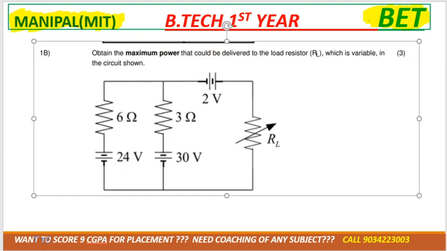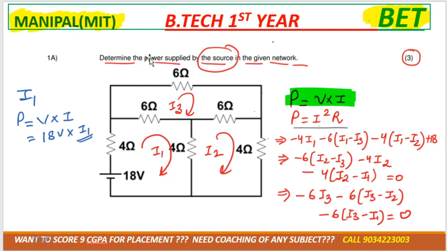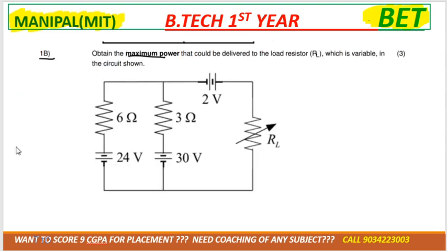Clear? Now see the next question, 1(b). As I told you, according to the pattern, one question will come from mesh analysis, nodal, source transformation or star delta, and one question exactly you will get from the maximum power transfer theorem, right?